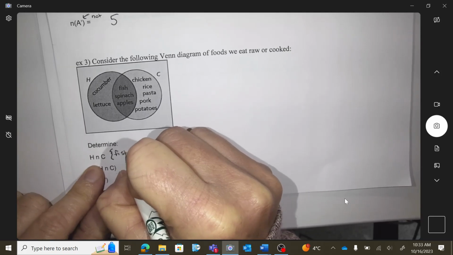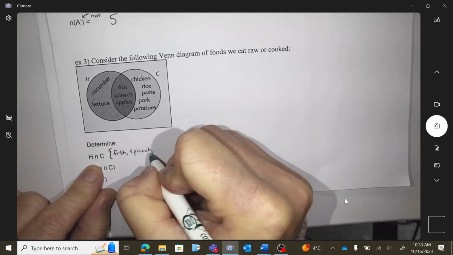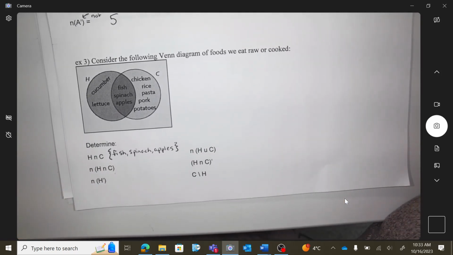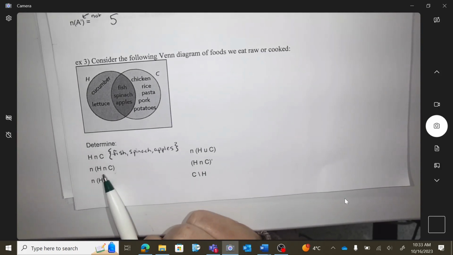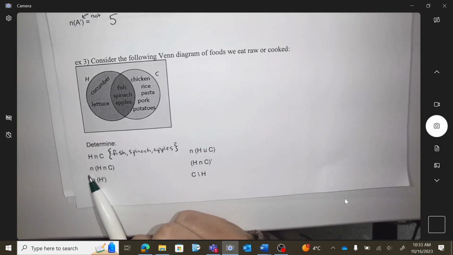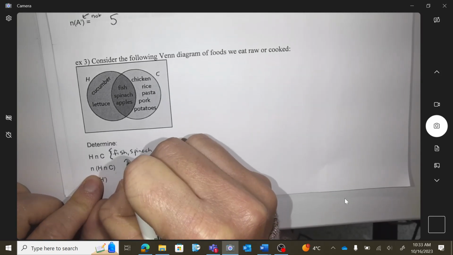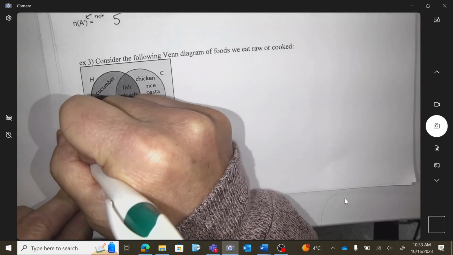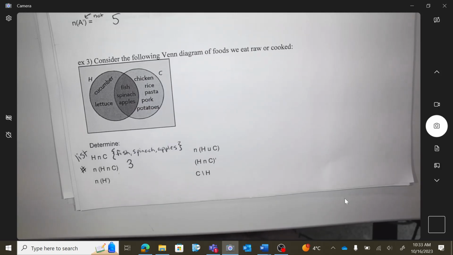We have fish, spinach, and apples. Those belong inside both of them. This is the same thing except for I put an N in front. So now I just want how many items. So how many items were in the intersection? 3. There's 3 items in there. So this is list, and this means the number, okay? So they were looking at the same thing except for one asked for the list.